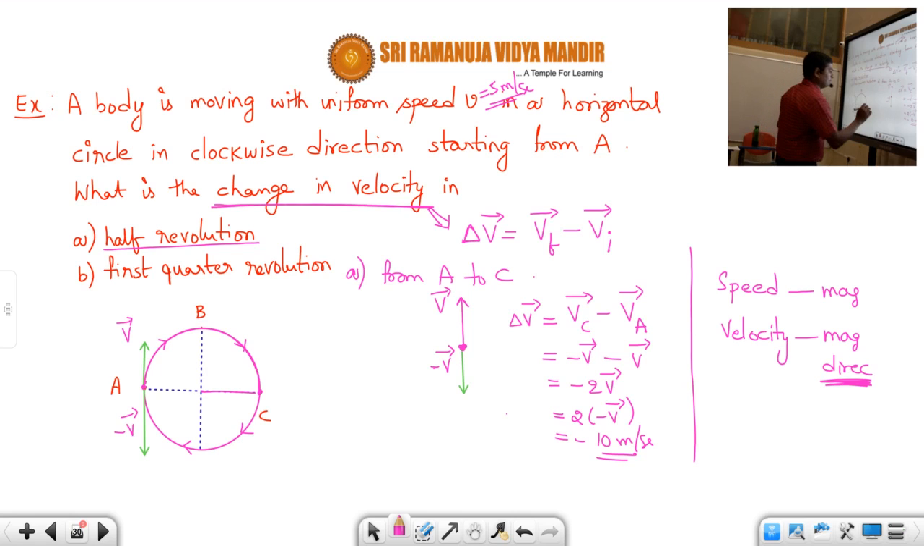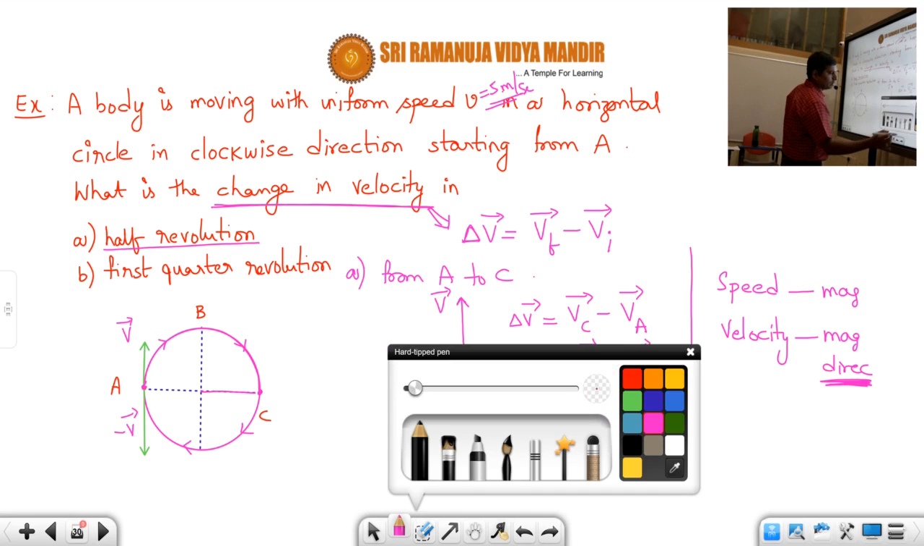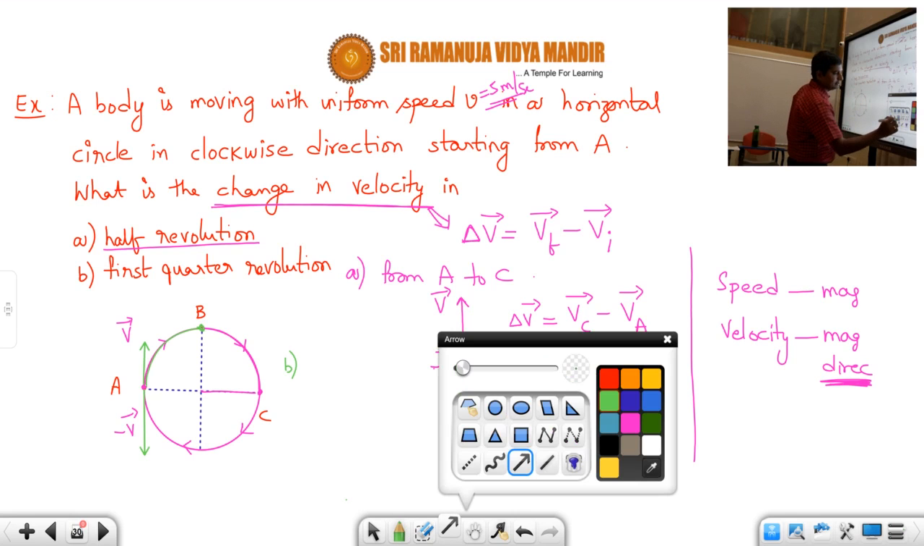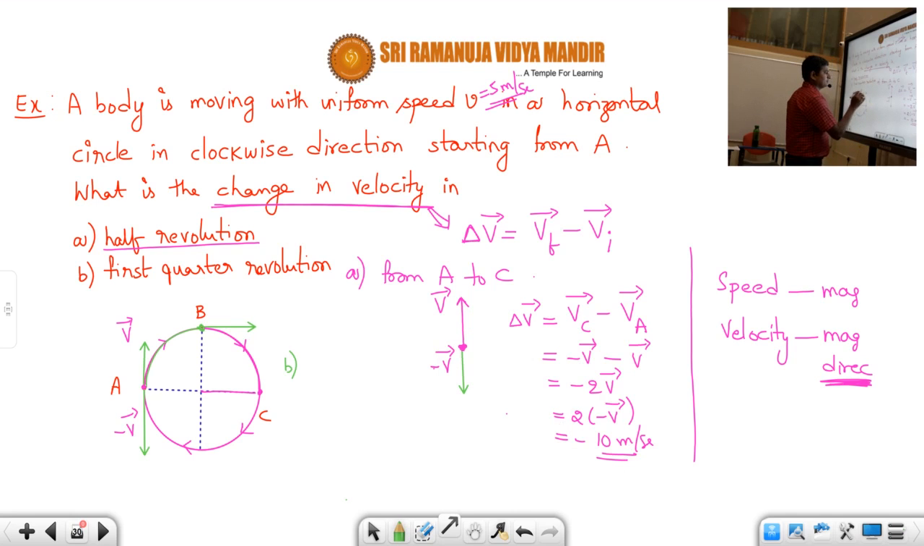Okay. So now coming to the second one. Now if you complete only a quarter circle, students, what is the answer? If you complete only a quarter circle, it means you are going from A to B. Now when you are going to B, at that point what is the direction of velocity, students? How to find out the direction of velocity at that point? Just draw the tangent, that's all.